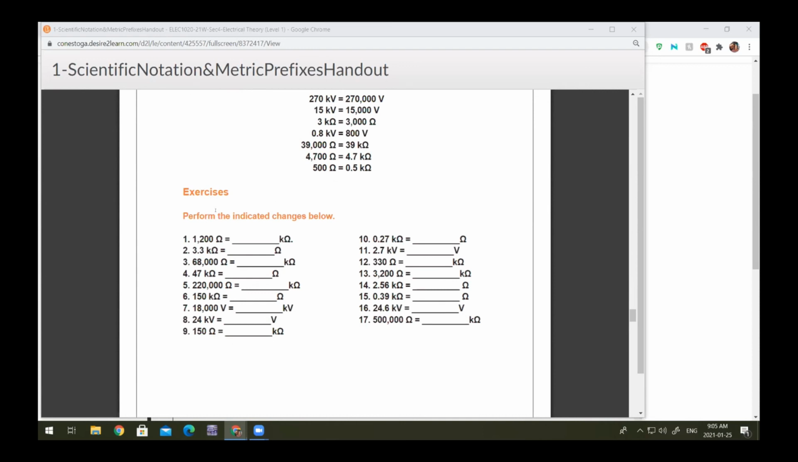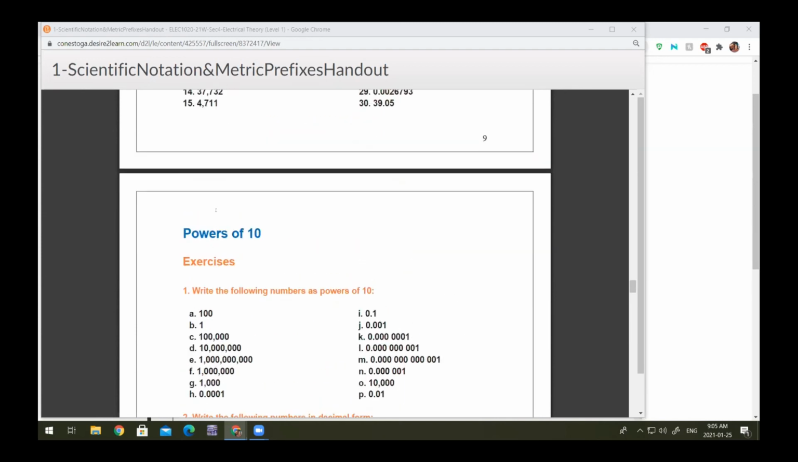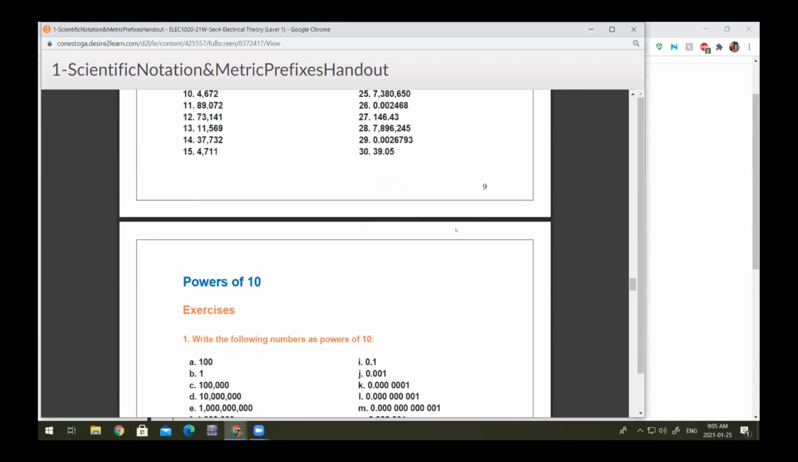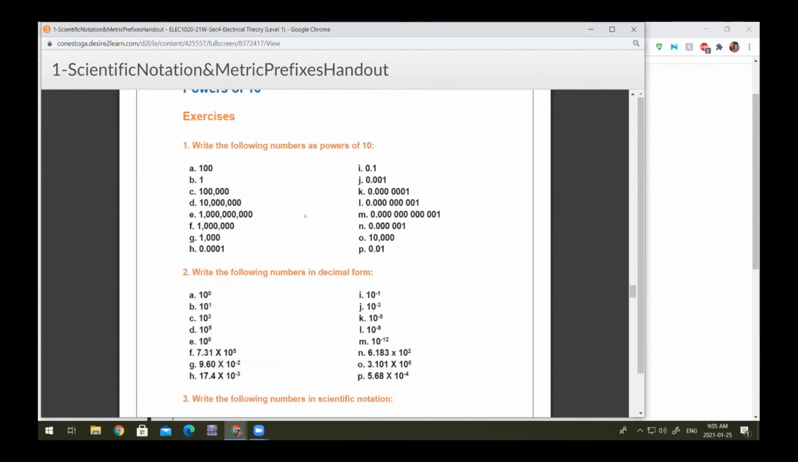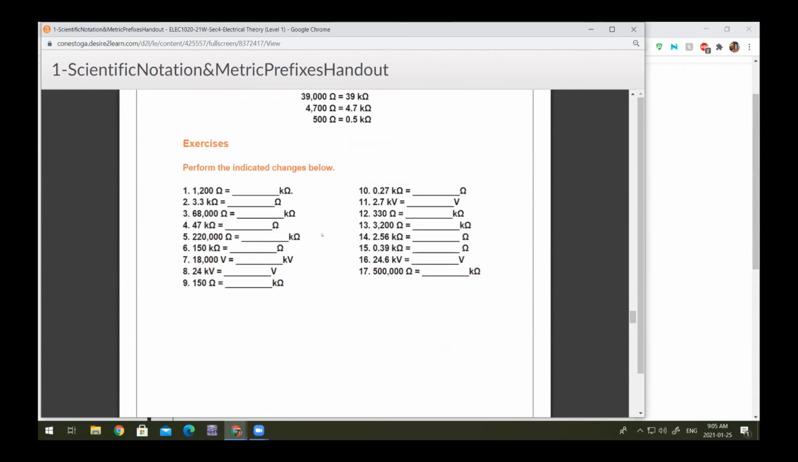Once we finish this class, please make sure that, beginning in the achievement review on page number 9 of this handout, you go through the whole handout, okay? And you will start solving some of these problems.